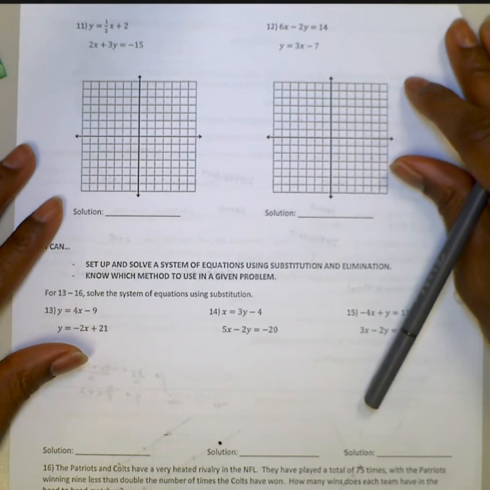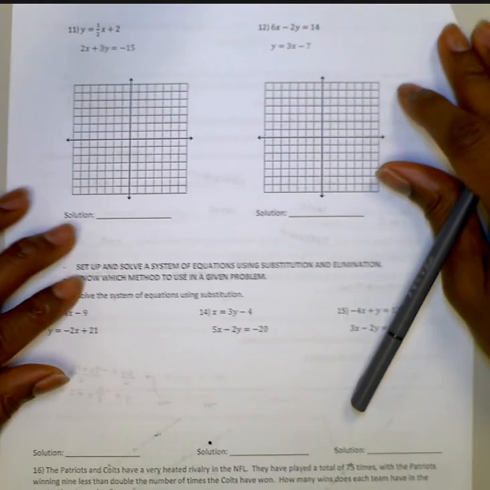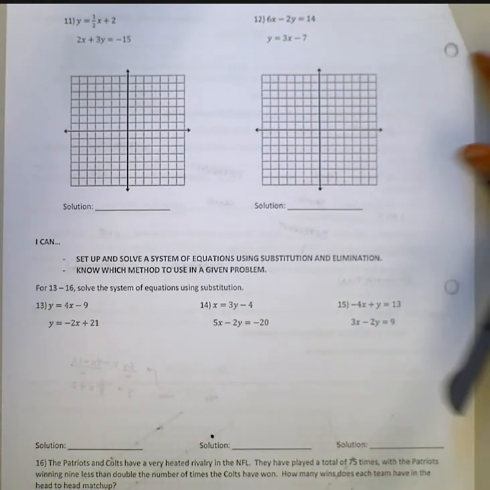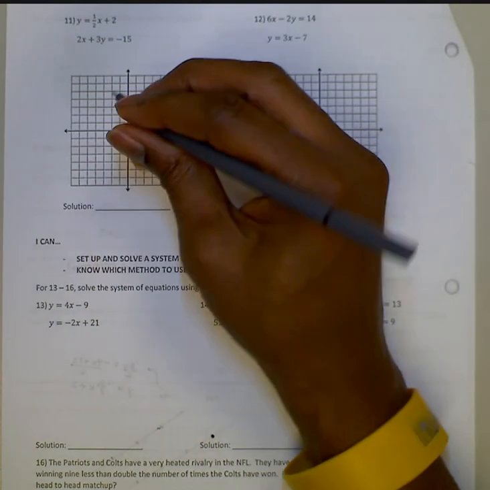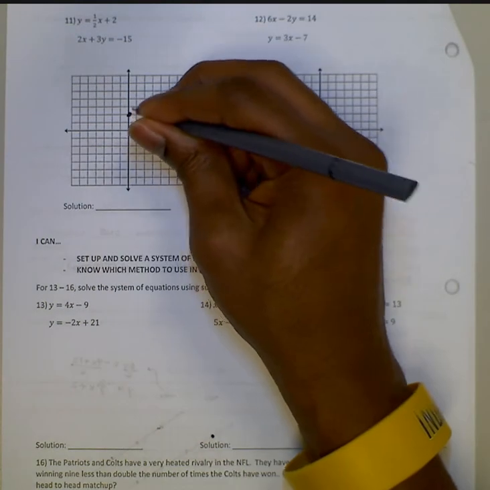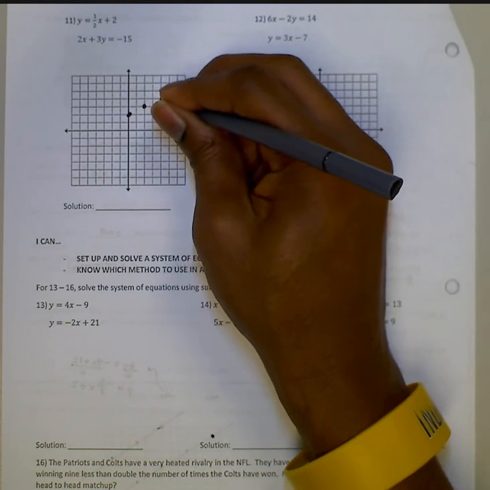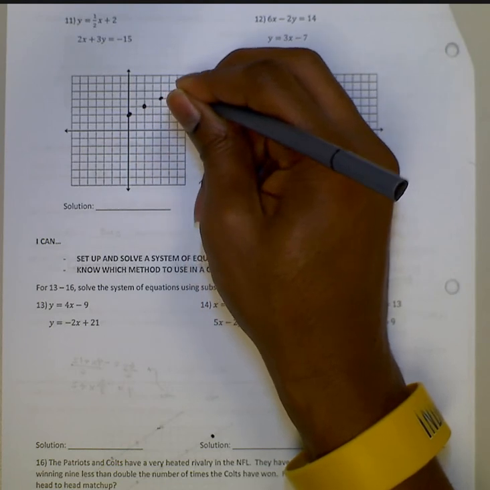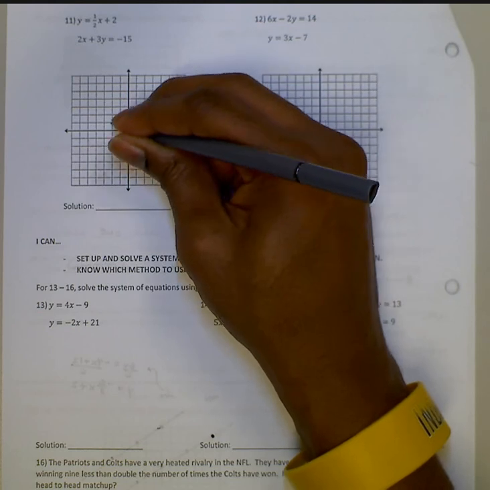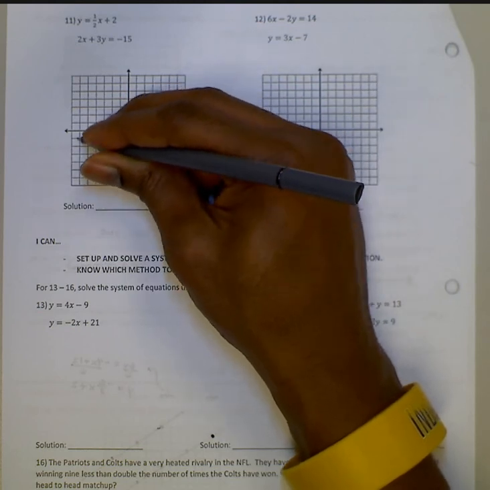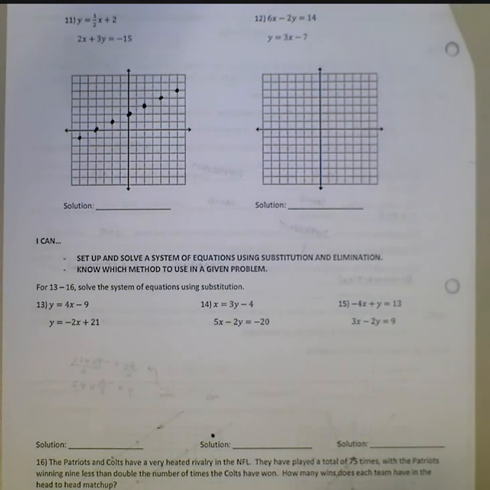A couple more graphs here. Alright, so y equals 1/2 x plus 2, y-intercept 2. Our slope is 1/2, so I can go up 1 and over 2, up 1 over 2, up 1 over 2. Or I could have gone down 1 and to the left 2. Negative direction, negative direction makes a positive direction. Okay.